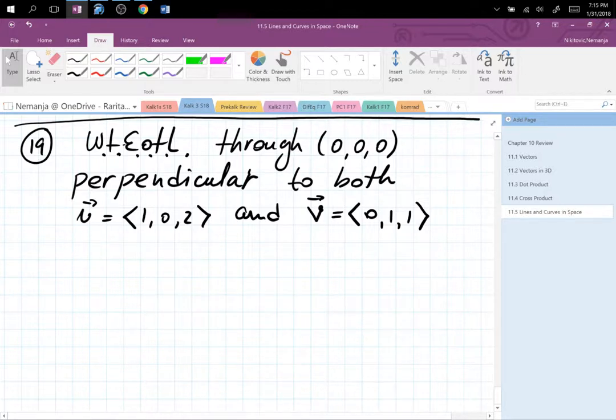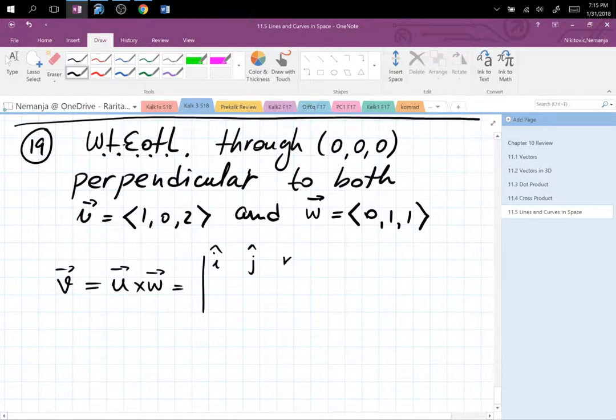So to find our vector v, I'm going to change this to w over here. It's going to be u cross w, which is i, j, k, 1 0 2, 0 1 1. So that's going to be negative 2, and that's 1 negative 1, and then 1. Is this what we have for the cross product? Yeah. Good.